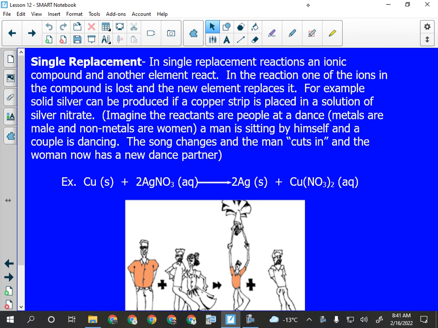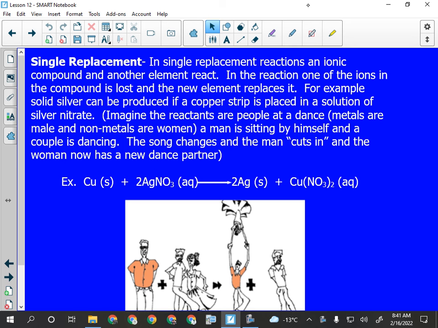So yesterday, we started talking about chemical reactions. We covered the first four. We covered synthesis reactions that result when two elements combine to form a single compound. We talked about decomposition reactions, where a single compound breaks down into its constituent elements.